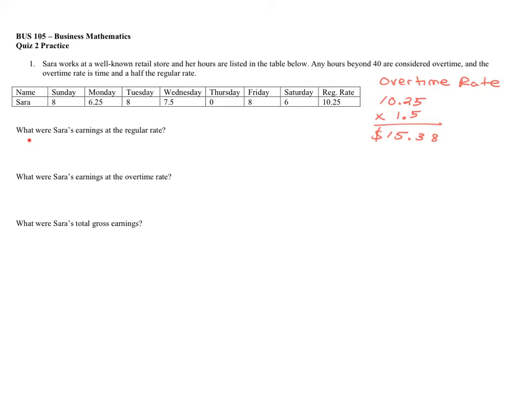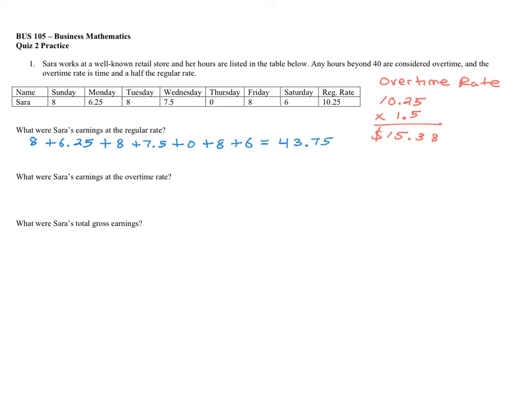For this first part, it asks what were Sarah's earnings at the regular rate. I'm going to add up these hours, and if there are any that go over 40, I'm going to apply the overtime rate to them. The hours for the week: 8 on Sunday, 6.25 on Monday, 8, 7.5, technically 0 on Thursday, 8 on Friday, and 6 on Saturday. For the whole week, the total number of hours in my calculator is 43.75.